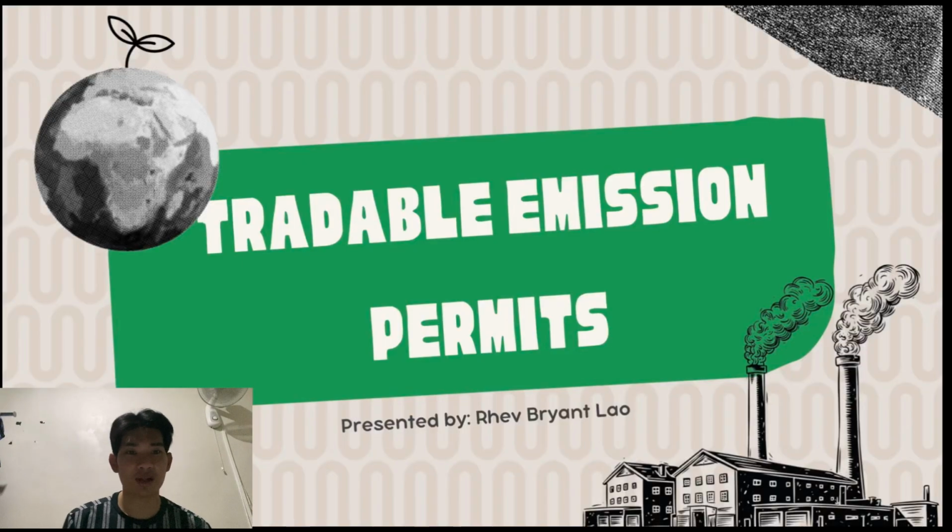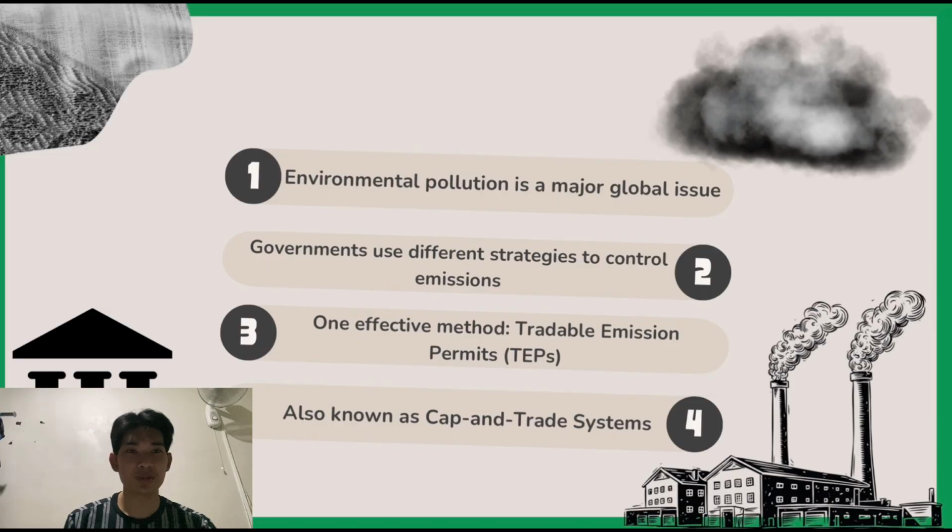So, good day everyone. Today, I will discuss tradable emission permits, a strategy used to control pollution. Environmental pollution is a major global issue. Governments use different strategies to control emissions. One effective method is tradable emission permits, also known as cap and trade. For example, instead of forcing all companies to reduce equally, the system allows flexibility.